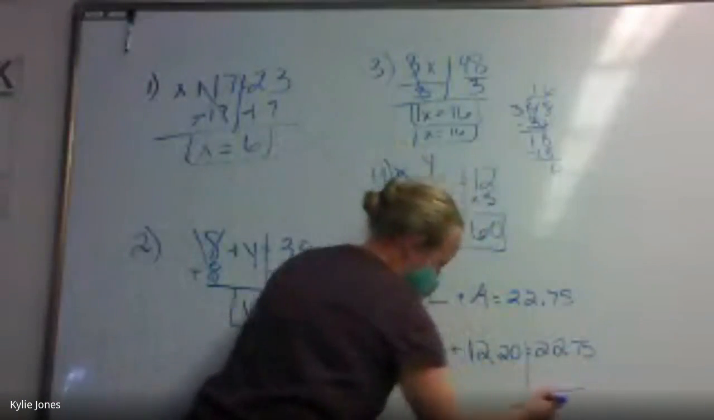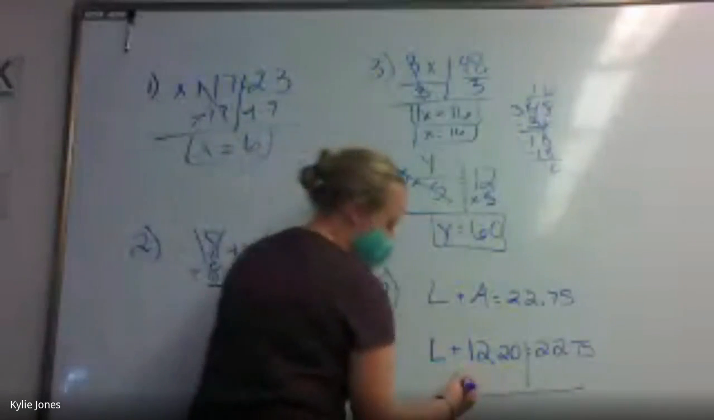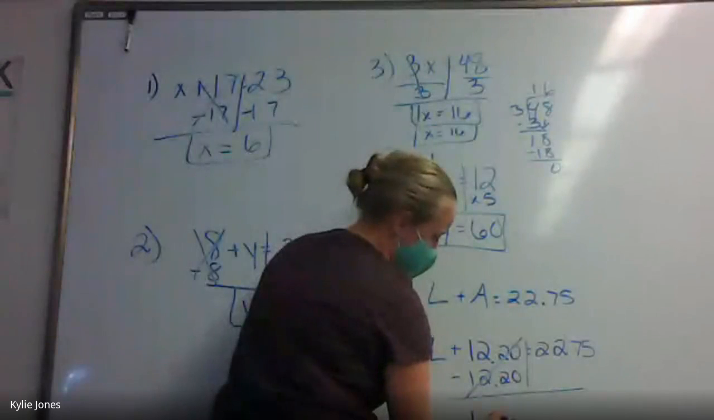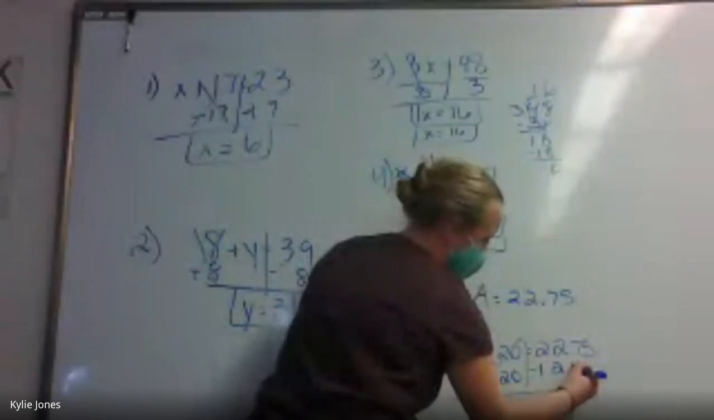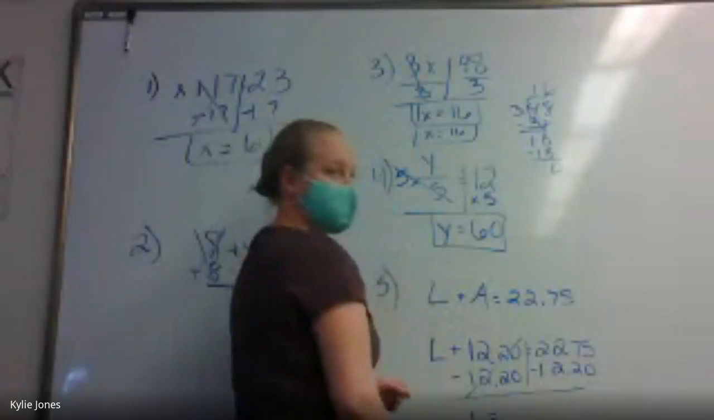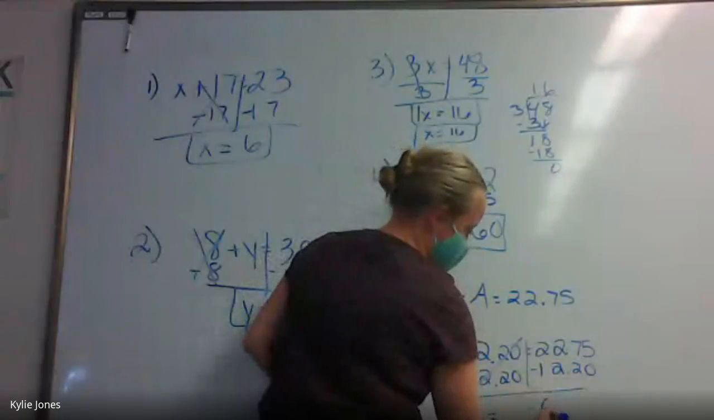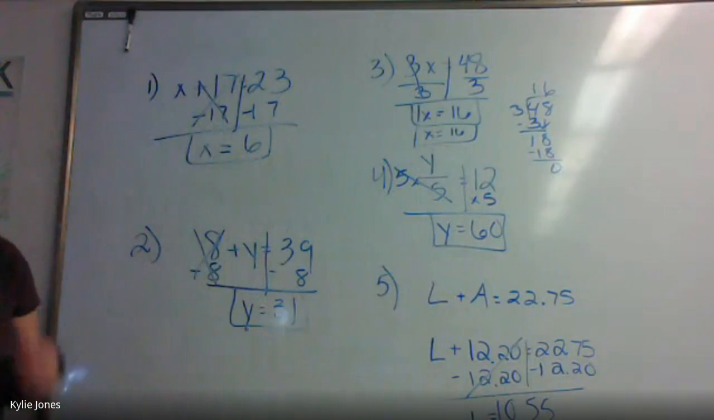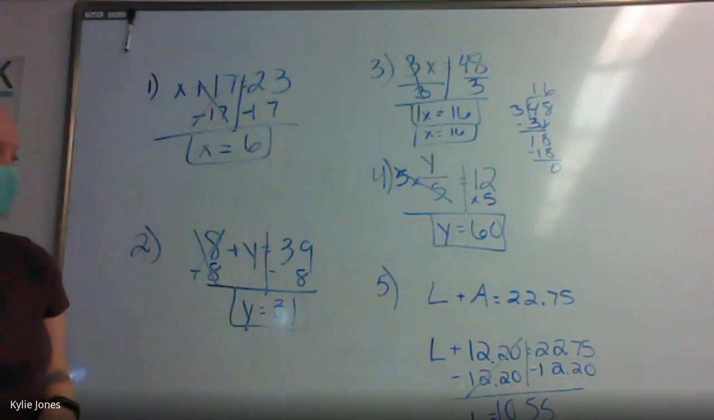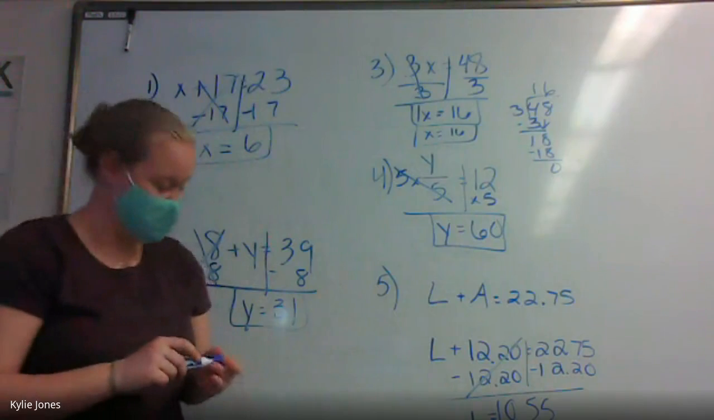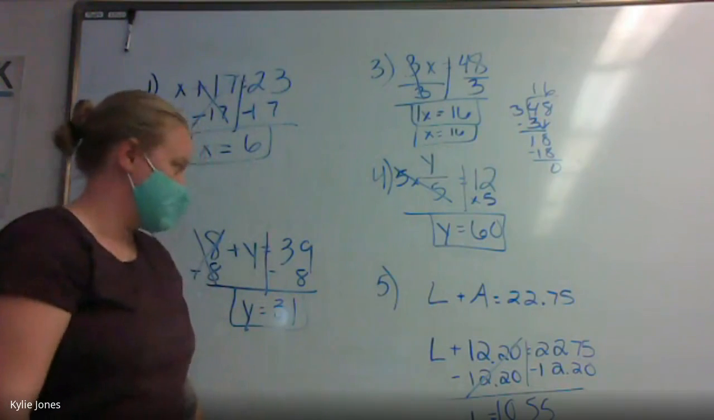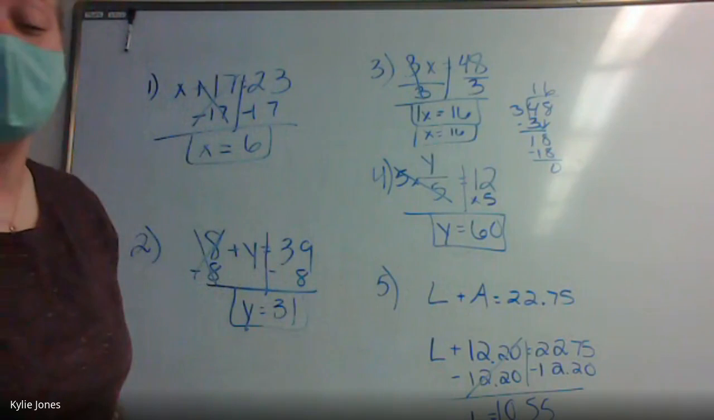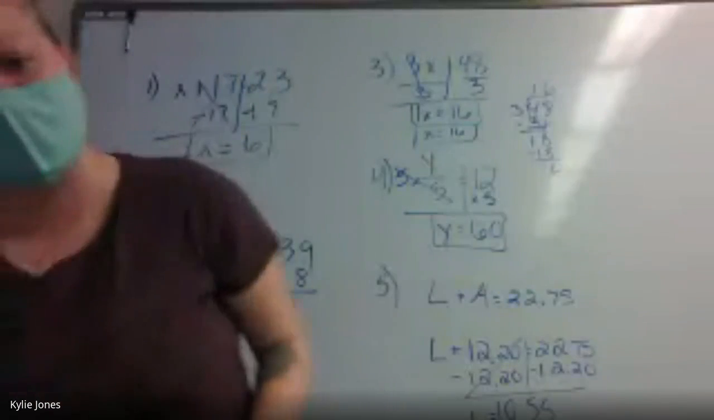So we are going to split it in half. The opposite of adding 12.20 is subtracting 12.20. You have L equals, subtract 12.20 over here. 10.55. Good. So Lyle has $10.55. And Adam has $12.20. Together they have $22.75. So we will use that concept a little bit later this week, not right now exactly today, but we are going to do practices like that all week.